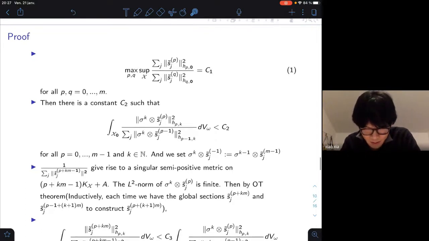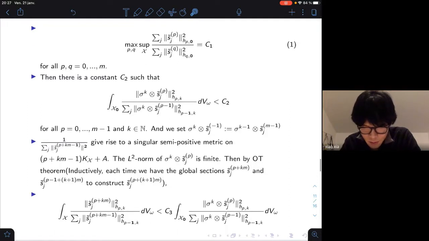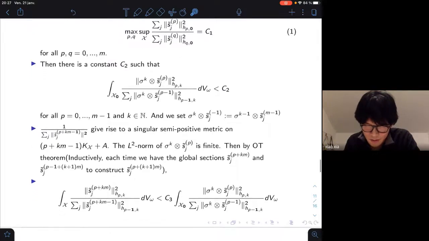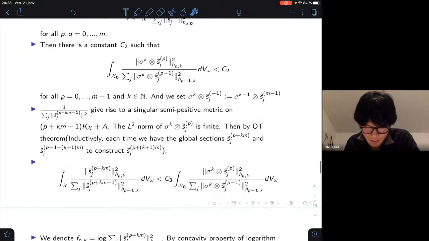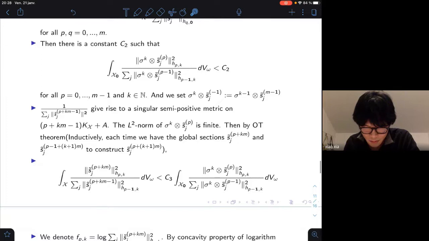For any p, q, then I use this bound C1. This is just a direct consequence of the above bound, because the sigma k parts will cancel each other, and the other part will be exactly this C1, and you will have a new constant C2. Right, then now I want to use the Ohsawa-Takegoshi theorem.